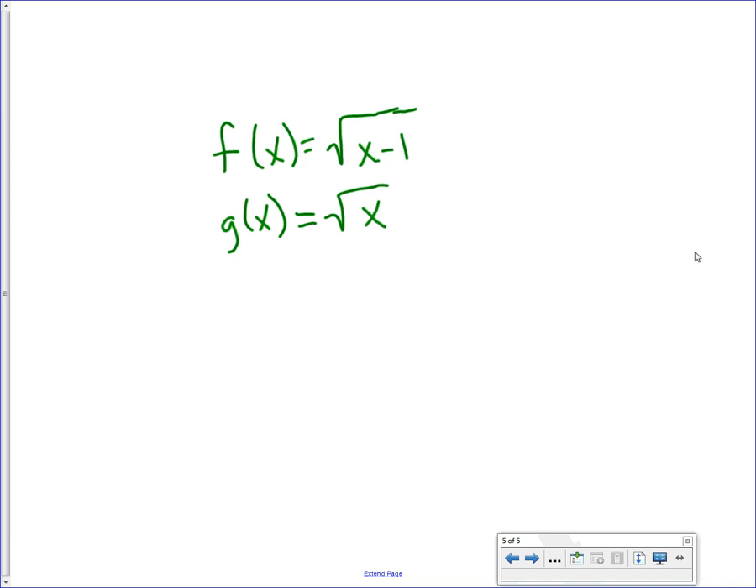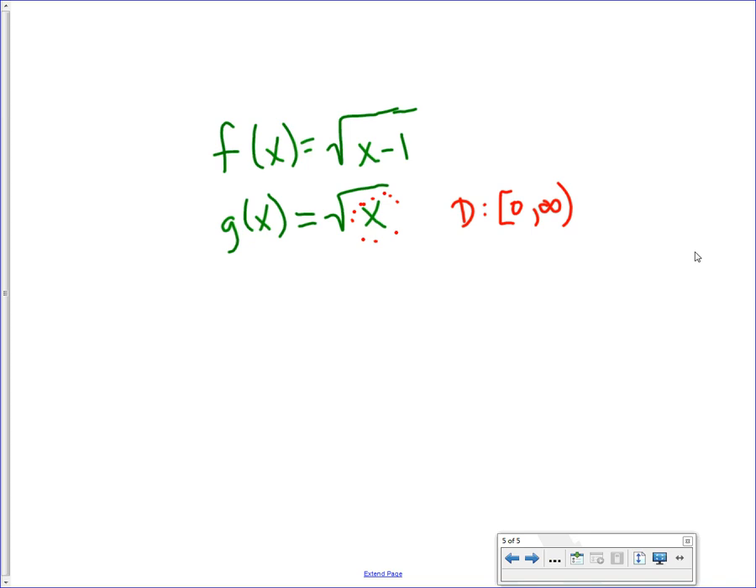All right, thinking back to your square root function. You cannot take the square root of a negative number. So let's think about the domains here. The domain of g, I cannot take the square root of a negative number. I can take the square root of a positive, and I can take the square root of 0. So the domain of g is everything from 0 to infinity. No negative numbers. Okay, well, what about for f?